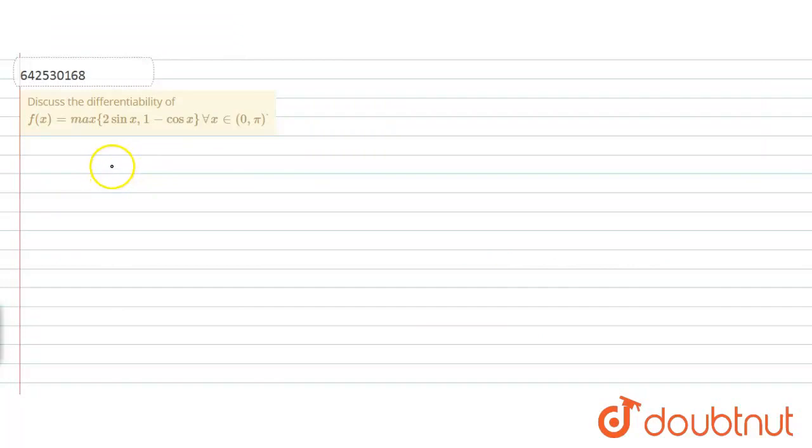Hello, the question states that discuss the differentiability of f(x) equal to maximum of 2 sin x comma 1 minus cos x for all x belongs to 0 to pi.